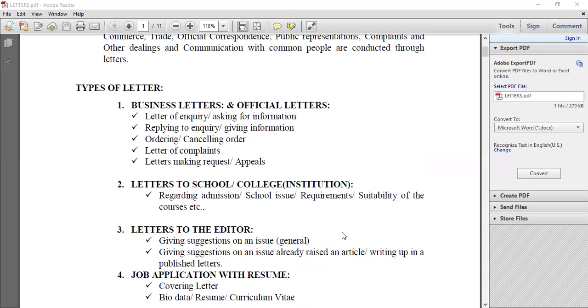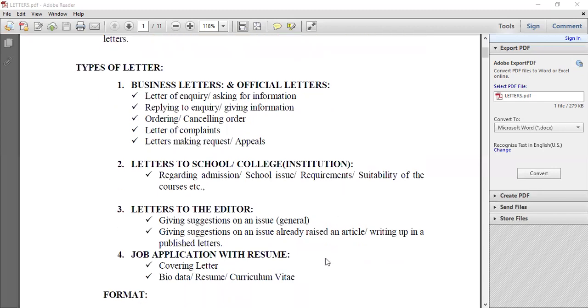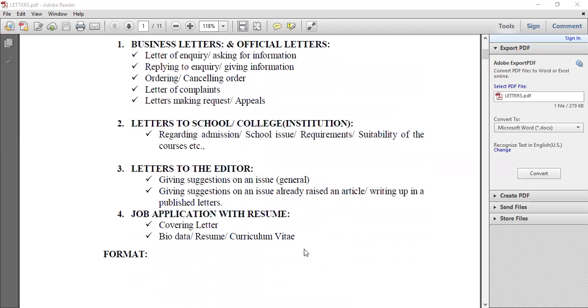Then the third one is letters to the editor. Letters to the editor is very famous. You are all familiar with this topic. Letters to the editor giving suggestions on an issue, which is general, and of course giving suggestions on an issue already raised in an article published.